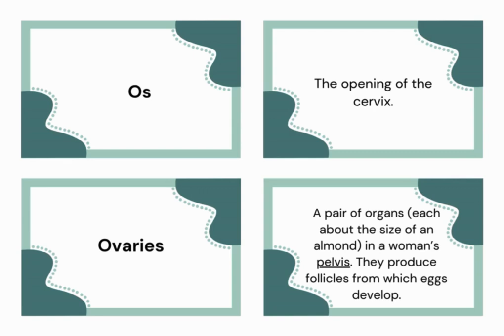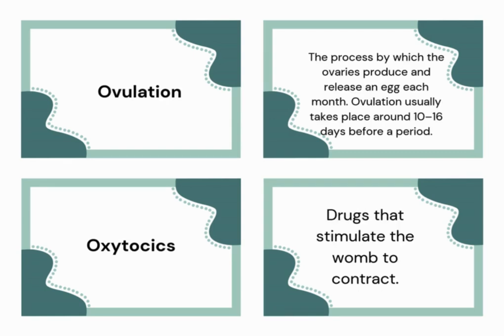They produce follicles from which eggs develop. Ovulation, the process by which the ovaries produce and release an egg each month. Ovulation usually takes place around 10 to 16 days before a period. Oxytocin, drugs that stimulate the womb to contract.